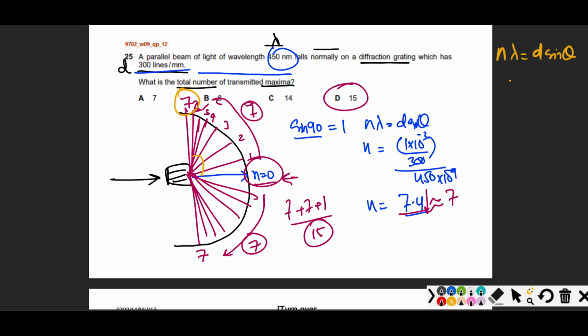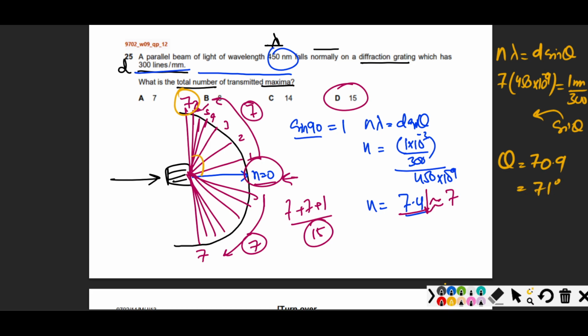And you will notice this is not 90. So 7 into lambda, which is 450 nanometers, 10 to the power minus 9. d is already given to us as 1 mm divided by 300. And then over here we have a factor of sine theta, which will be taken to the other side for the inverse. All right. So the answer for theta comes out as 70.9, which is, let's take, 71 degrees.